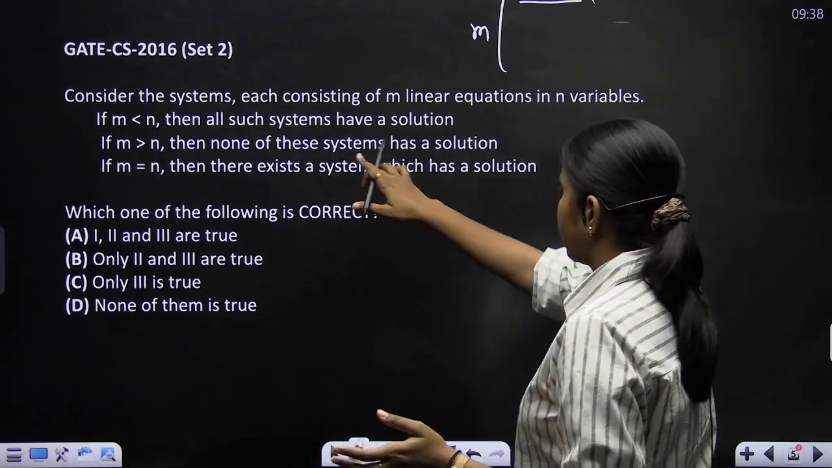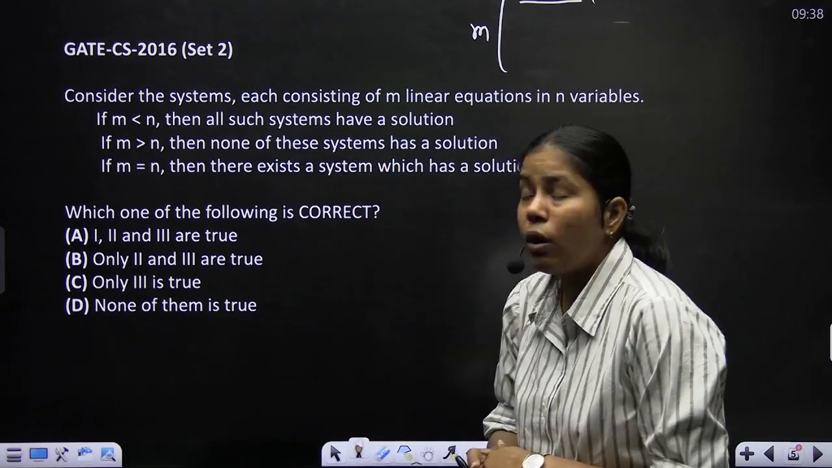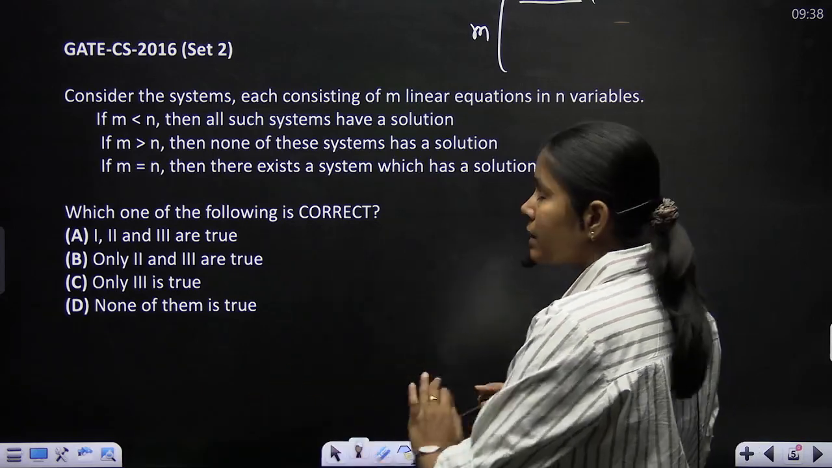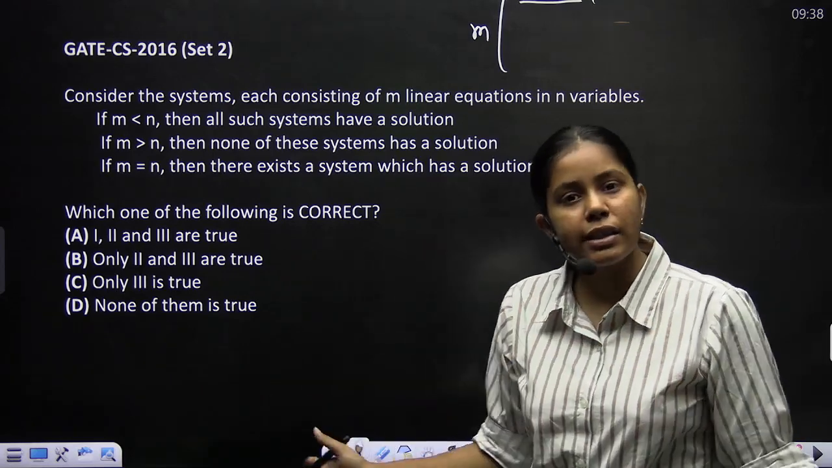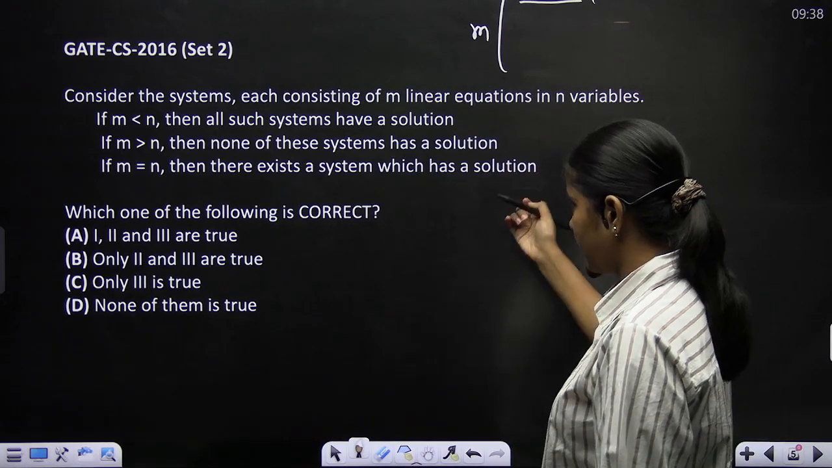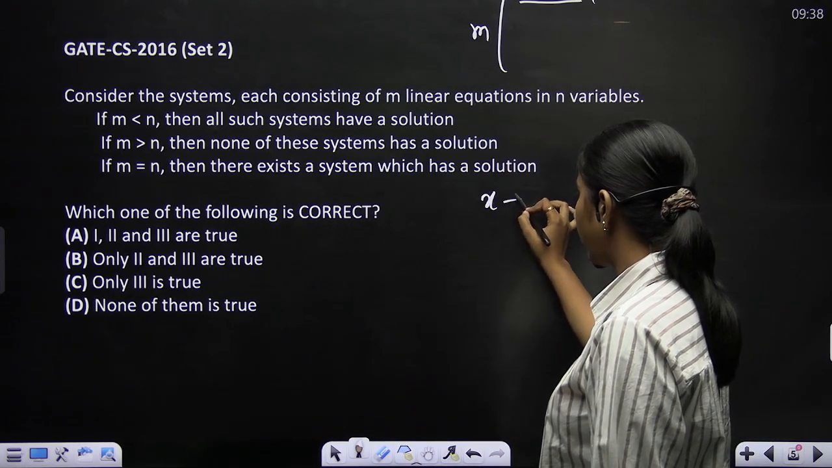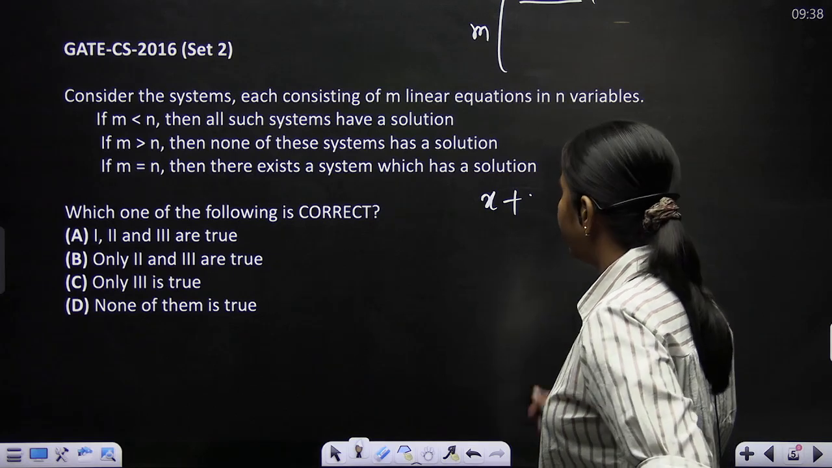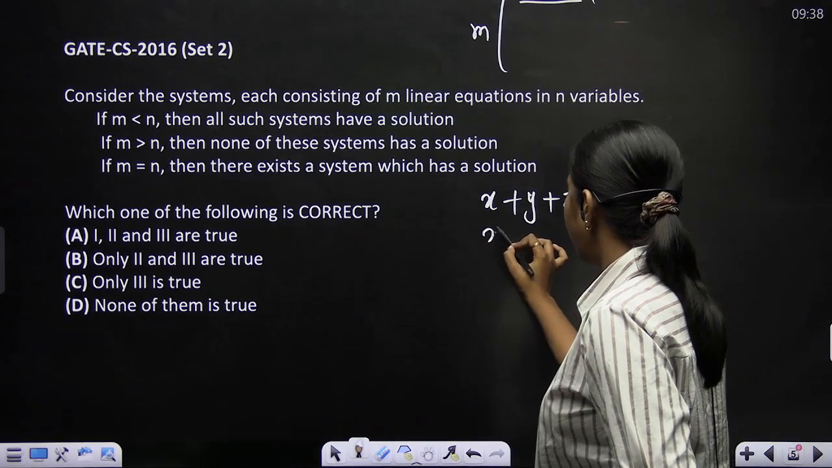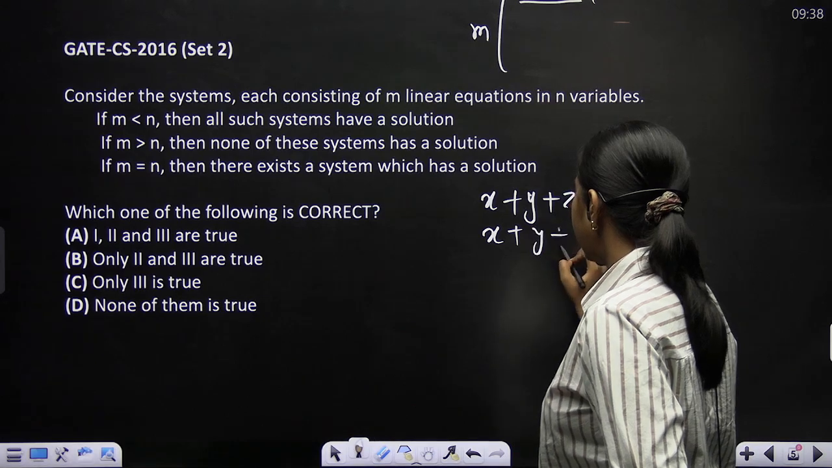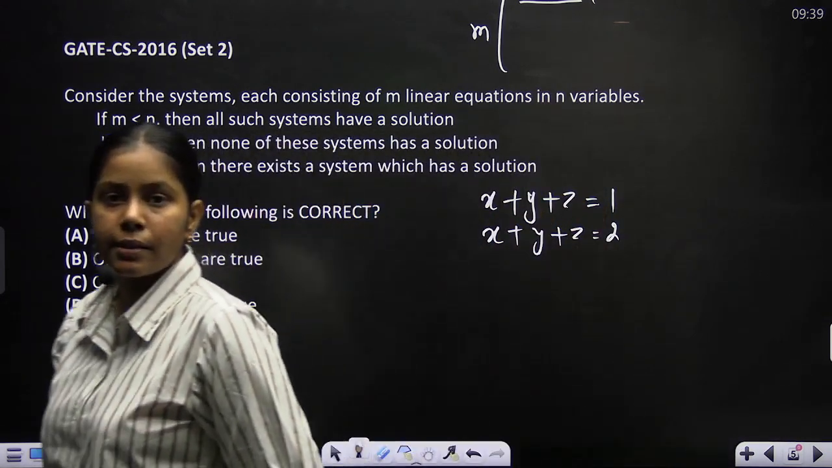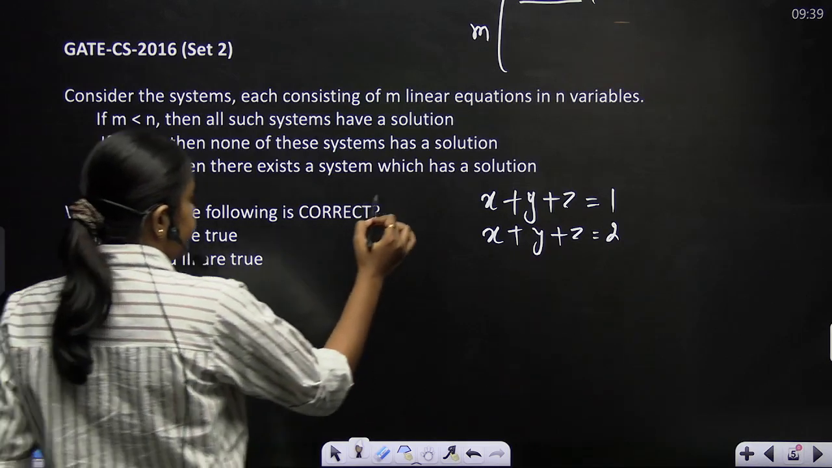Chalo, let's say if m is less than n, then all such systems have a solution. So they are saying that if the number of equations is less than the number of variables, then all systems have a solution. Let's try this one. If I take a system, let's say I am taking x plus y. I have to take the number of variables more. x plus y plus z is equal to 1 and x plus y plus z is equal to 2. 2 equations, 3 variables. First condition gets satisfied.